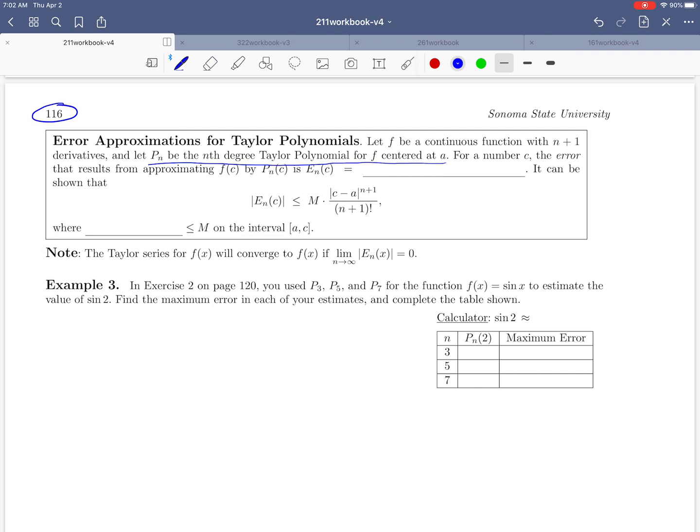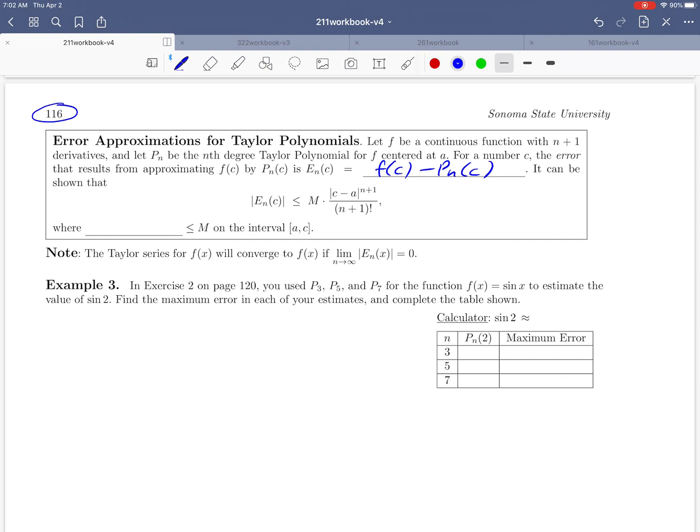Okay, and let's read the next sentence together here. So for a number c, the error that results from approximating f of c by Pn of c is given by En of c equals f of c minus Pn of c.